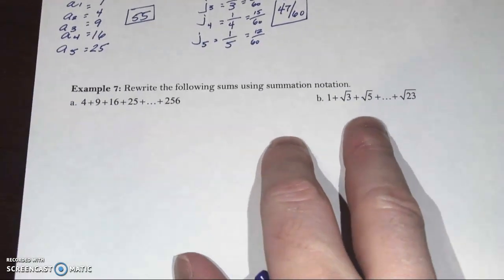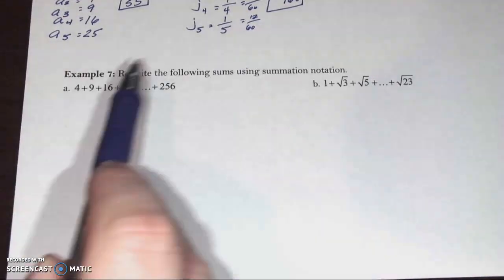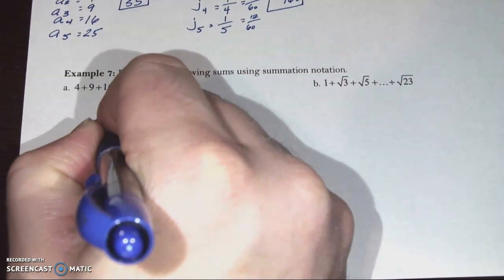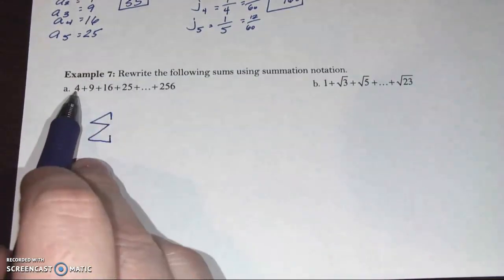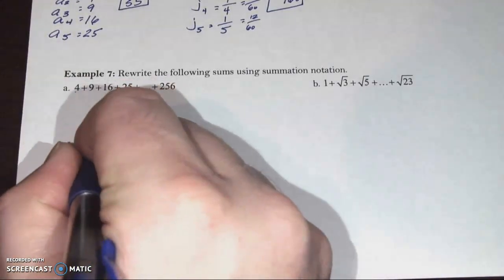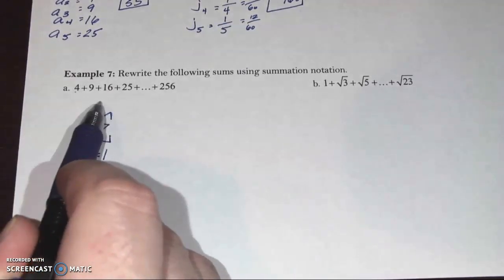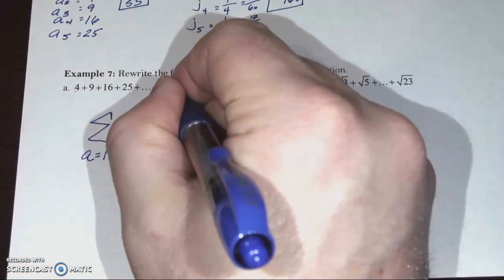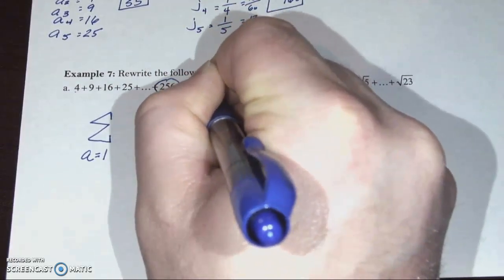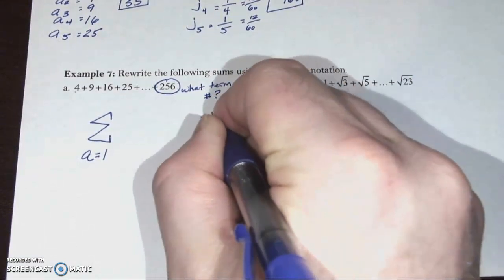And then lastly, rewrite the following sums using summation notation. So they want, or we want, to write this using our sigma notation. Looks like we're going to start with the first term since we have no dots here. So we'll use a equals 1. I don't know what the formula is, and I don't know which term this is. So we're going to need to figure out what term number this is, and then what is the sequence.